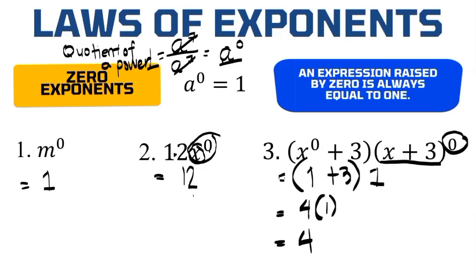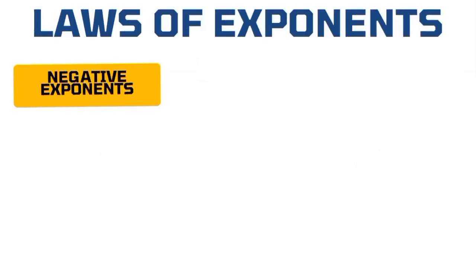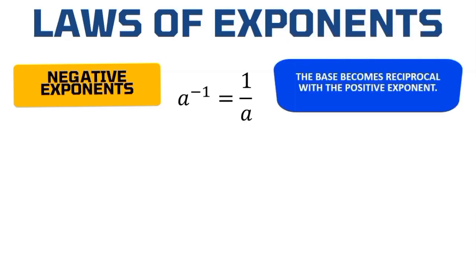Let us now proceed to the last law of exponent. And we have here the negative exponent. What do we have when we have a negative exponent? So as you can notice, a raised to negative 1 is equal to 1 over a. In mathematics, we do not allow a negative exponent. Therefore, if you encounter a negative exponent, you have to make the base become its reciprocal and change the negative exponent to a positive exponent. Let's elaborate this.